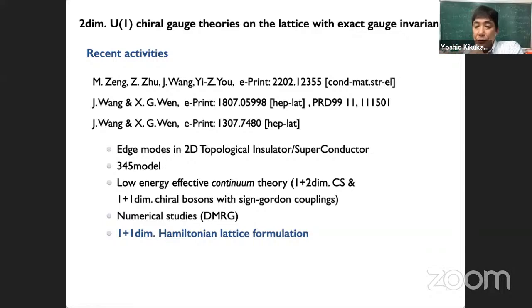You can introduce the gauge field as a background, as a source, and then you can compute the correlation function or the vacuum polarization contribution from fermions. Or you can directly introduce the gauge field dynamically and then measure the mass squared of the gauge field. This is another way.